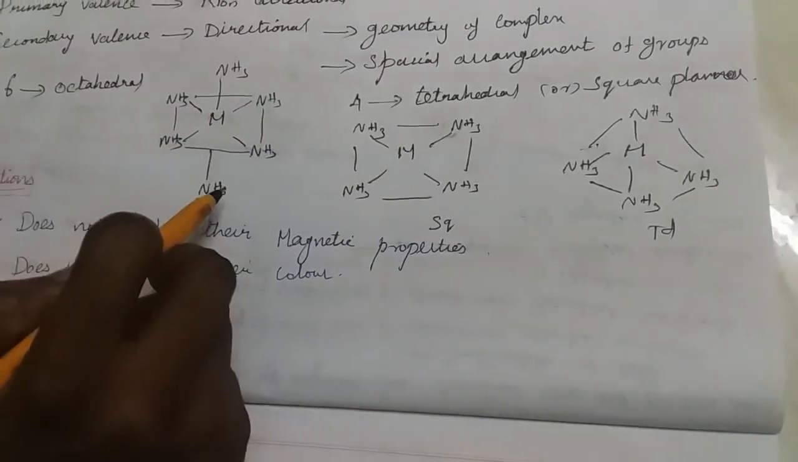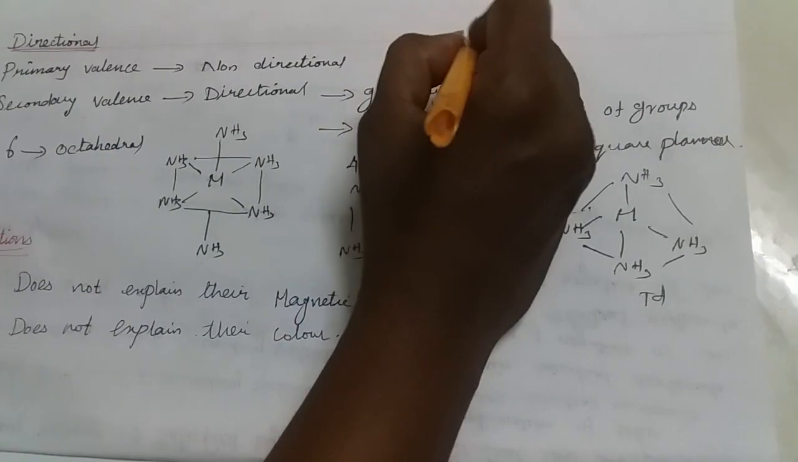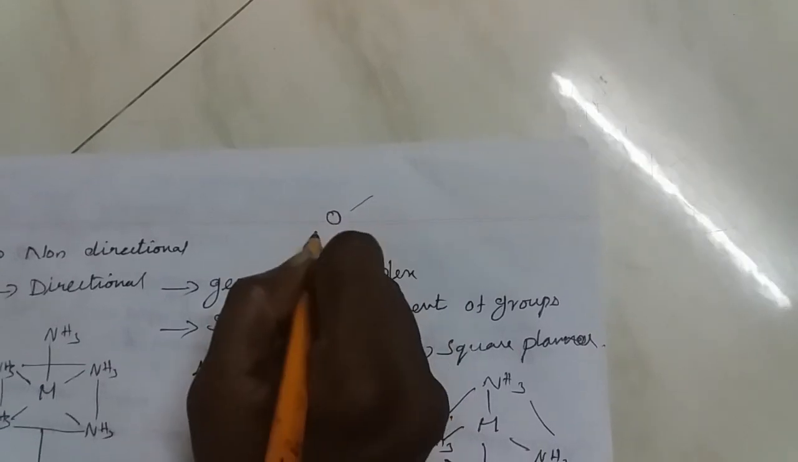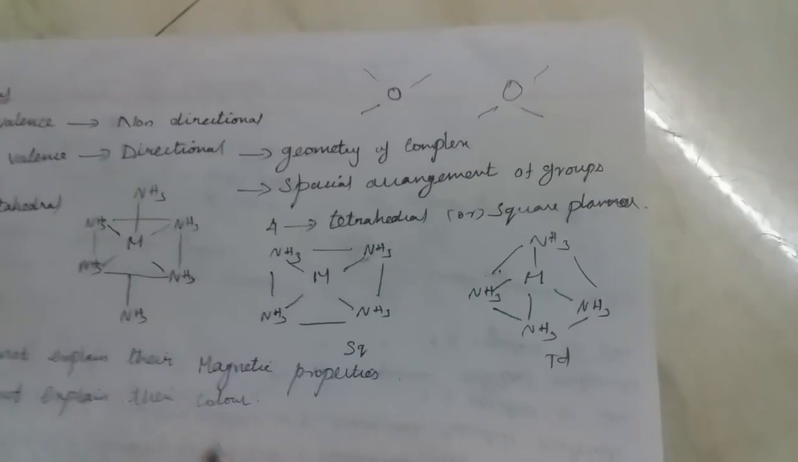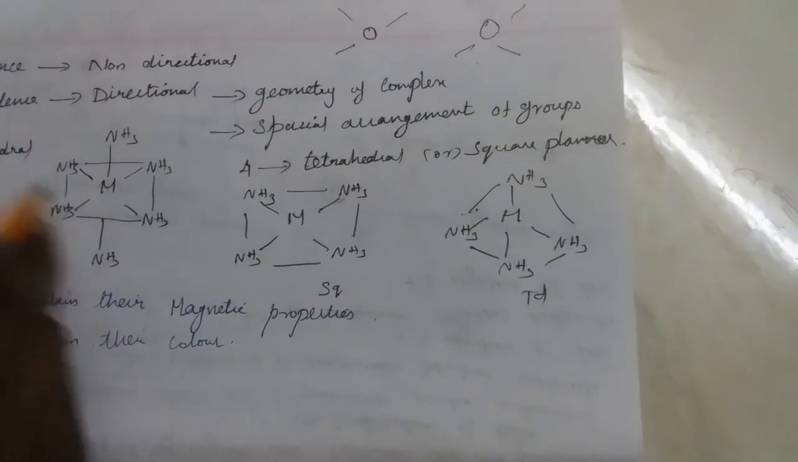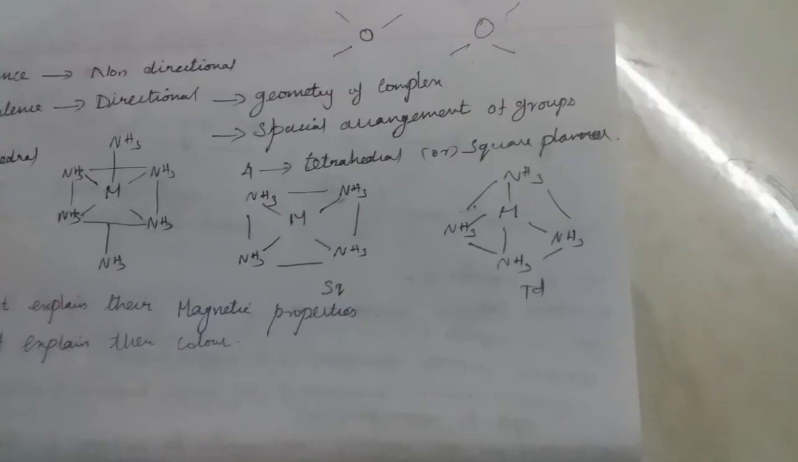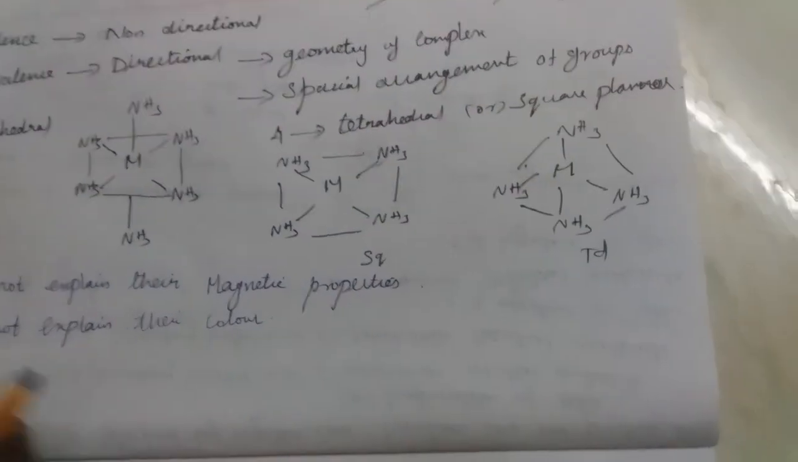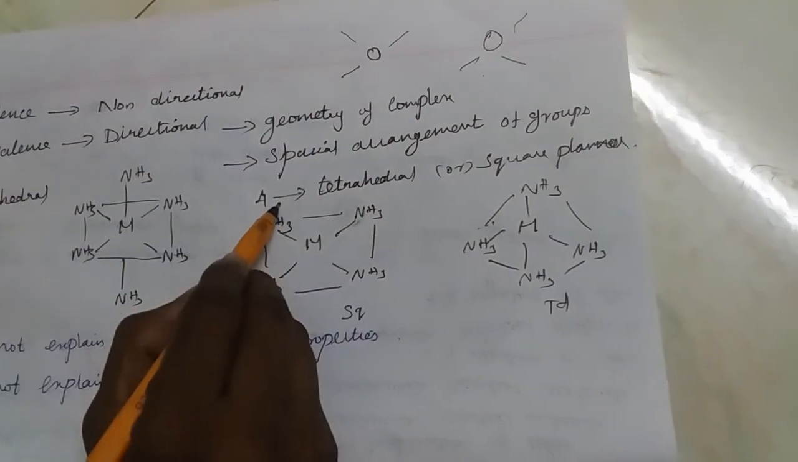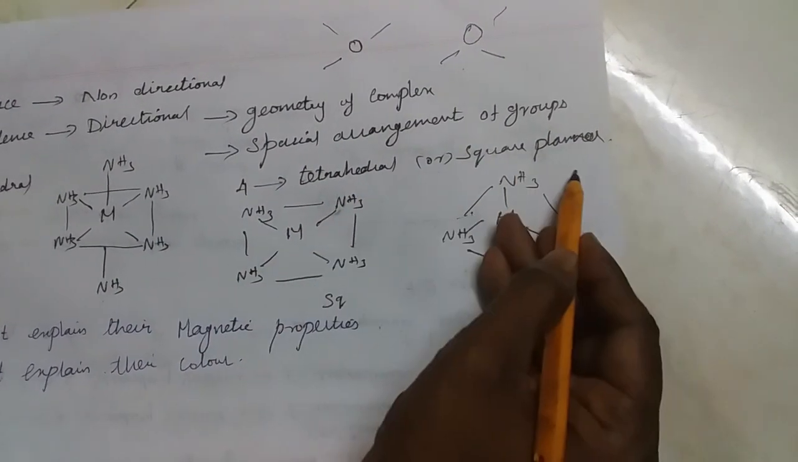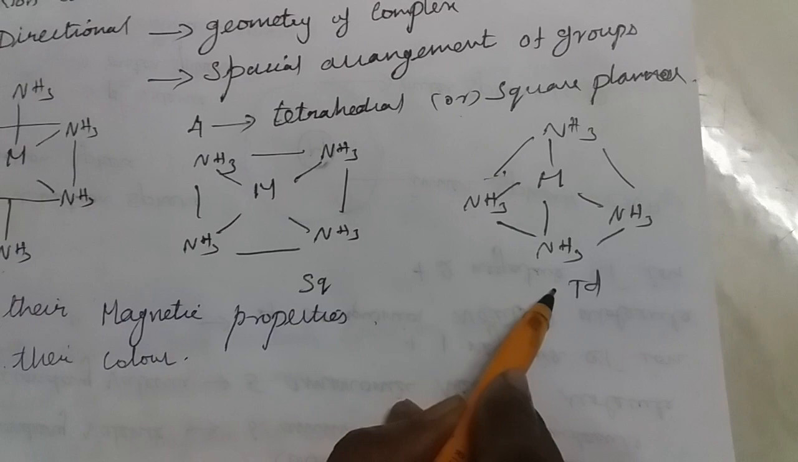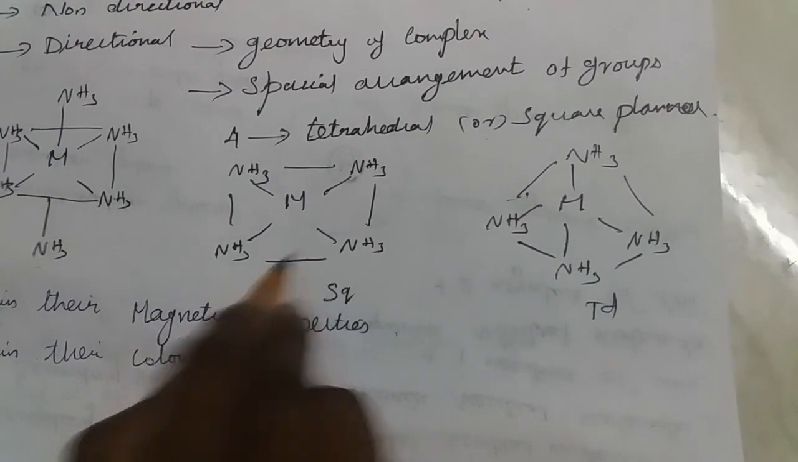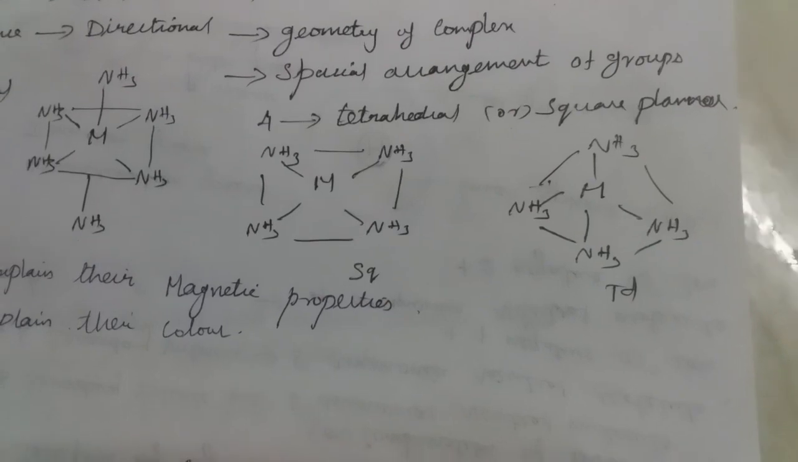This is directional. But the primary valency Cl is occupied like this or like this. This is non-directional. But the secondary valency occupies the spatial arrangement of groups in a particular position. Okay. If the secondary valency is 4, it has either tetrahedral or square planar geometry. This is the square planar geometry. This is the tetrahedral geometry. Either any one: tetrahedral or square planar.